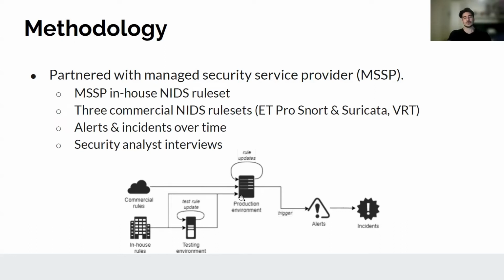So once these rules are in production, they are pushed to all of the sensors in their customers' networks. And these sensors, right, these NIDSs, they continually monitor the network traffic of the customers. And once a rule is triggered, the alert that it triggers is sent back to the SOC, the Security Operations Center, where an analyst investigates these alerts. And if these alerts are deemed critical enough, they are upgraded to an incident. And these incidents are then further investigated to see if incident response is necessary.